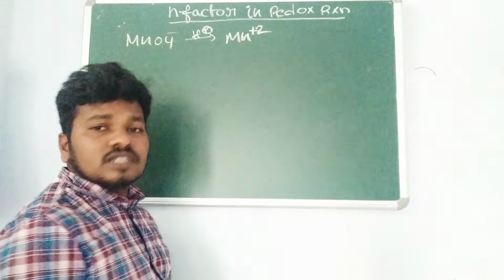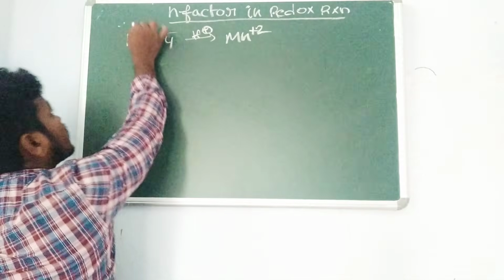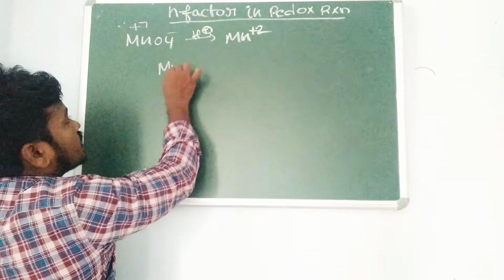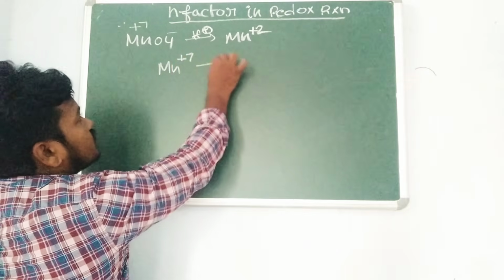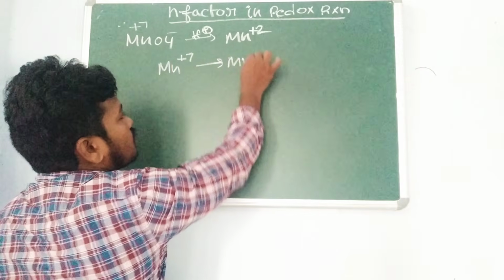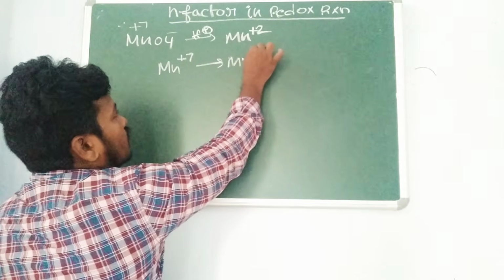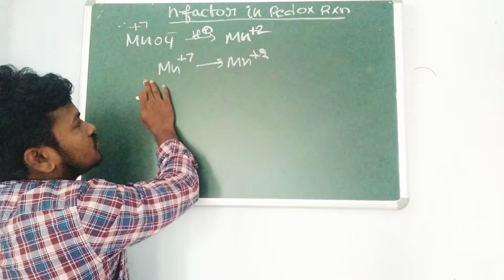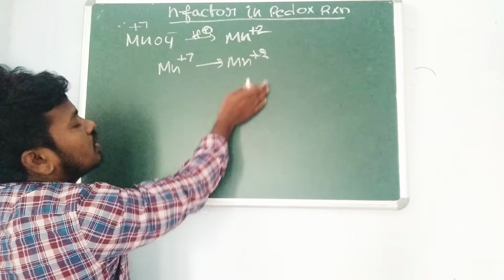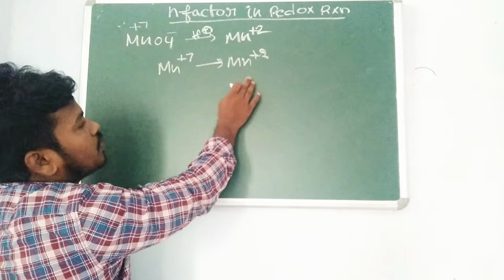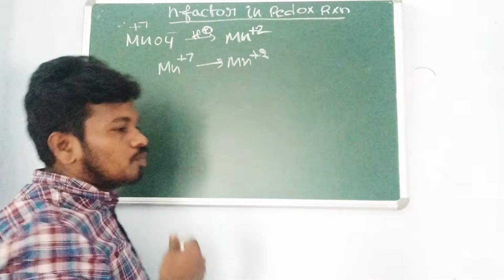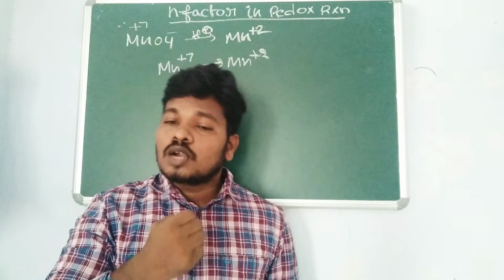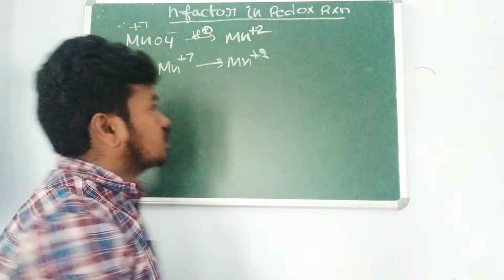So what is the N factor? First write the oxidation numbers. Simplify and write like this: Mn plus 7 is changed to Mn plus 2. How many moles of Mn are changing, minus how many moles of Mn changed to plus 2. This means reactant minus product, and automatically you can get the N factor.